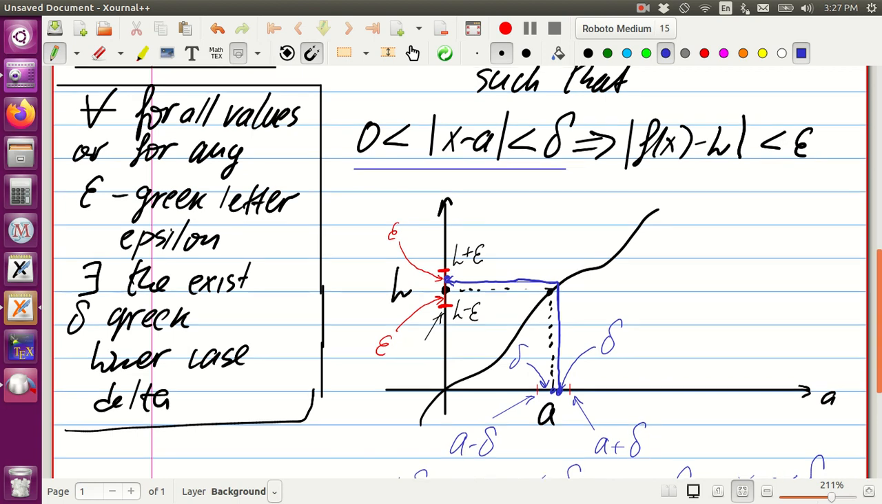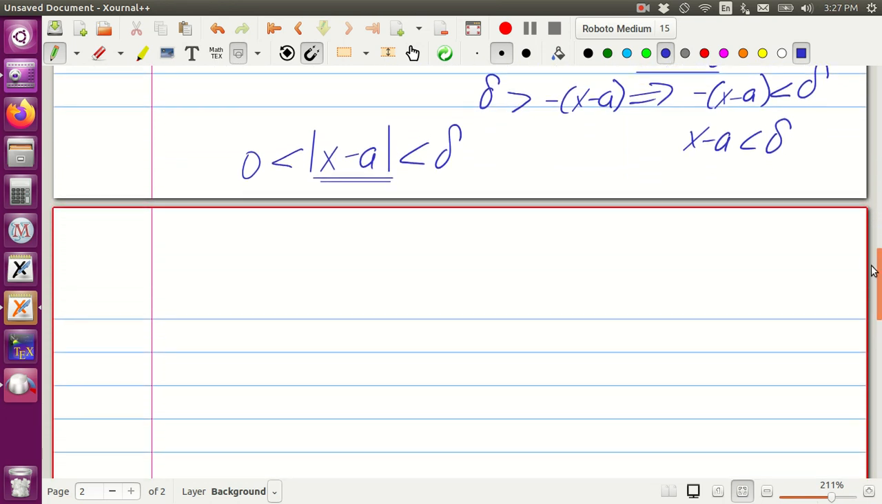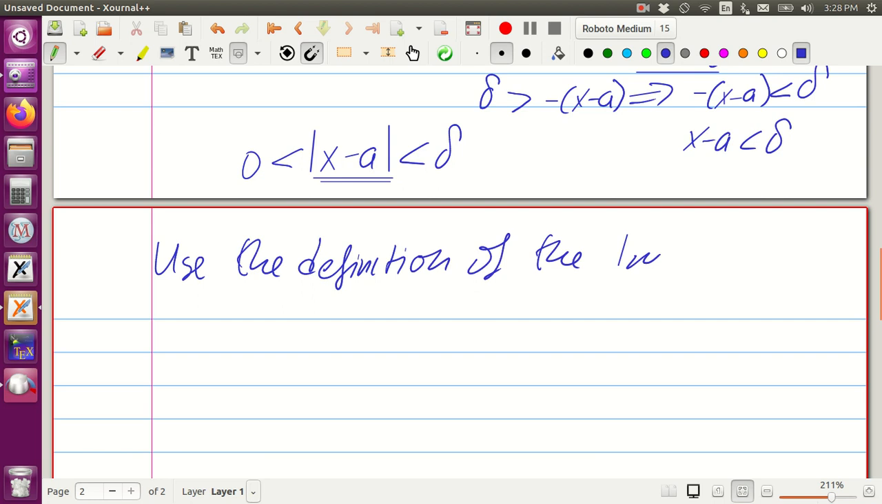Let's try to use it to solve a problem. Use the definition of the limit to find the limit of 2x plus 1 when x approaches 3.